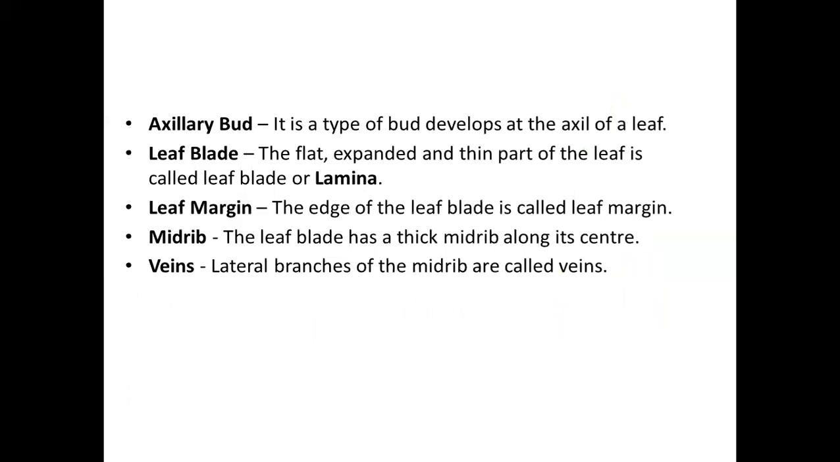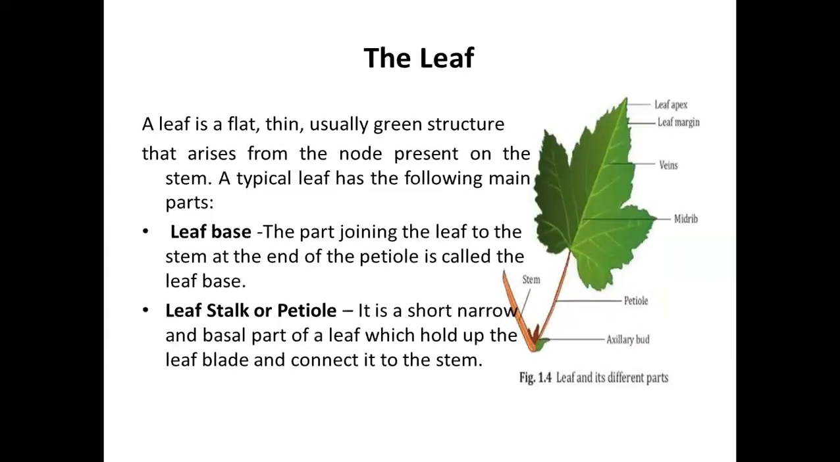The next topic is the leaf. A leaf is a flat, thin, usually green structure, and it rises from the node present on the stem. A typical leaf has the following main parts. Look at the diagram of a leaf, where its different parts are labeled.